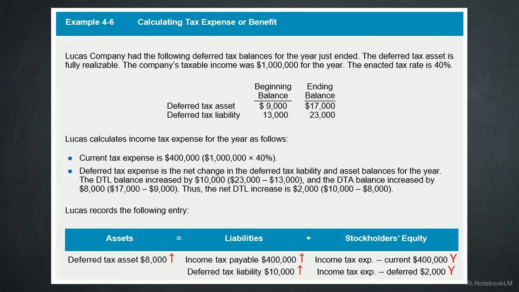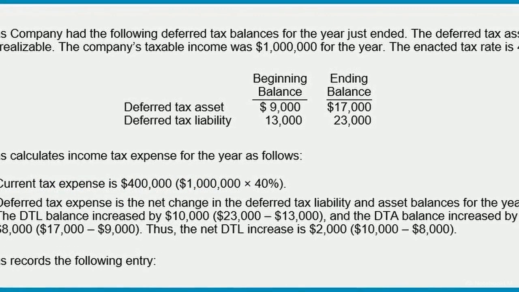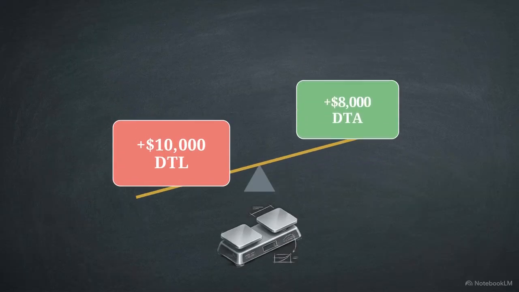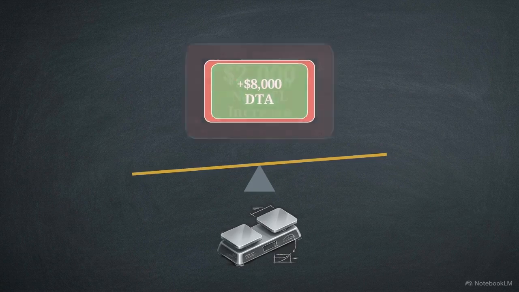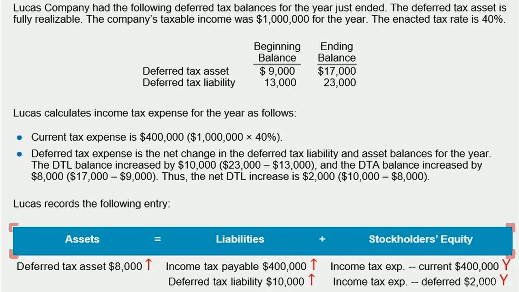First, we calculate the current tax payable. $1 million in taxable income multiplied by the 40% enacted tax rate gives us $400,000 payable today. Next, we isolate the deferred component by looking at the balance sheet changes. The DTL balance increased by $10,000, moving from $13,000 to $23,000. Meanwhile, the DTA balance increased by $8,000. Netting the $10,000 liability increase against the $8,000 asset increase yields a net $2,000 increase in deferred tax expense for the period. We bring the current and deferred components together to execute the final corporate journal entry.